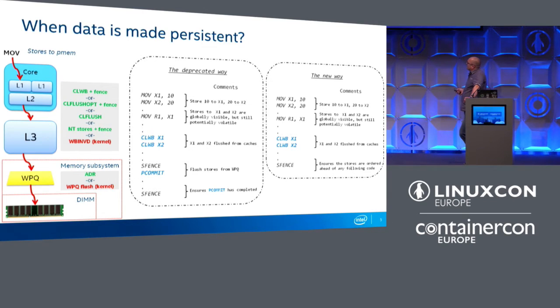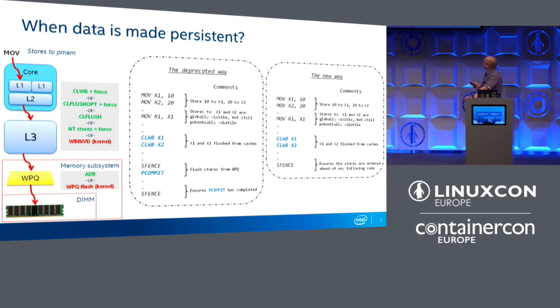Originally, when we started the NVML development, the persistent domain was this smaller red box. So to make the data persistent, you also had to flush the write pending queues of the memory controller. So the example code would look like this.